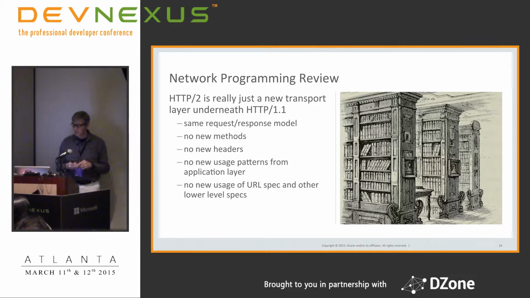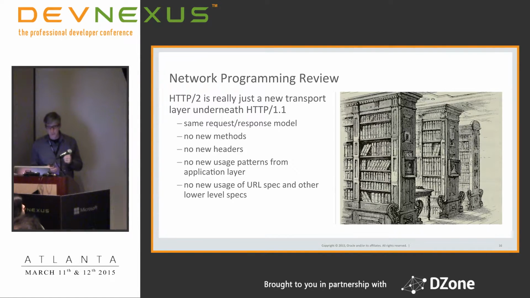REST is still REST. They're not adding any new headers, really. They have new names and concepts for the same old headers, but most of the time it's the same name. Sometimes it's a slightly different name. Sometimes they're giving a slightly different twist on what that means as far as their protocol goes. So there's no new usage pattern from the application layer. It's the same usage of the URL spec and the same usage of TCP ports and all that stuff. 80 for ASCII and another port, 443 or so, I think, for SSL.